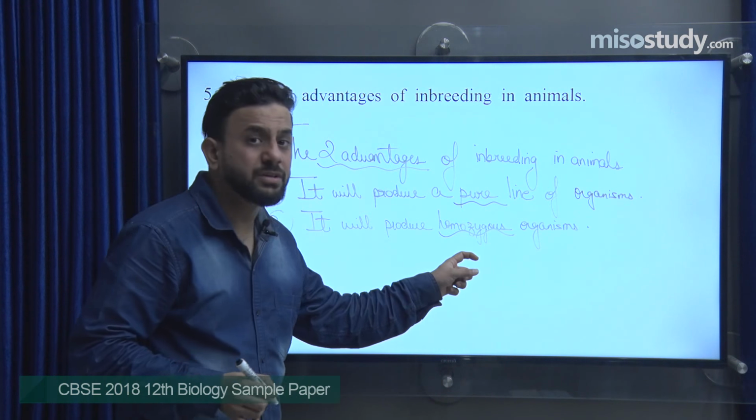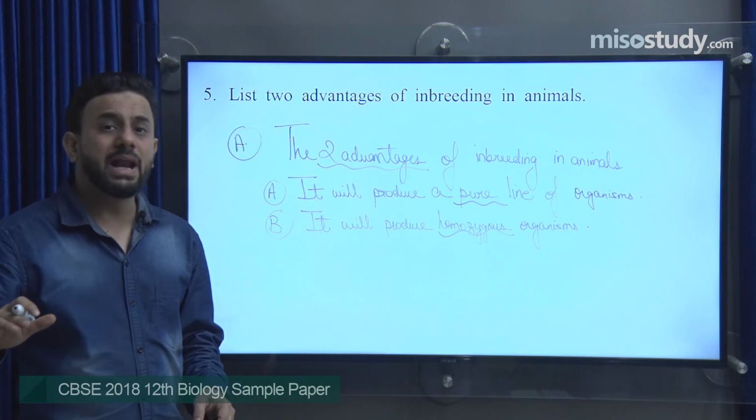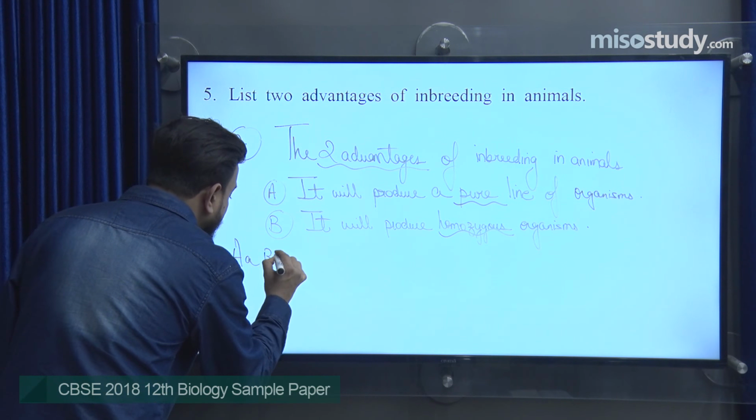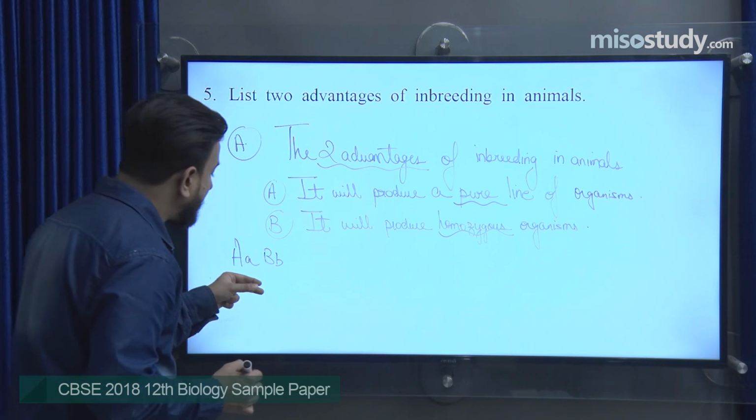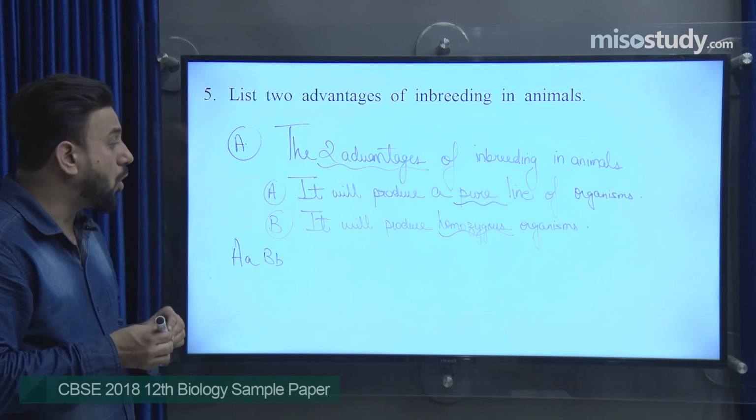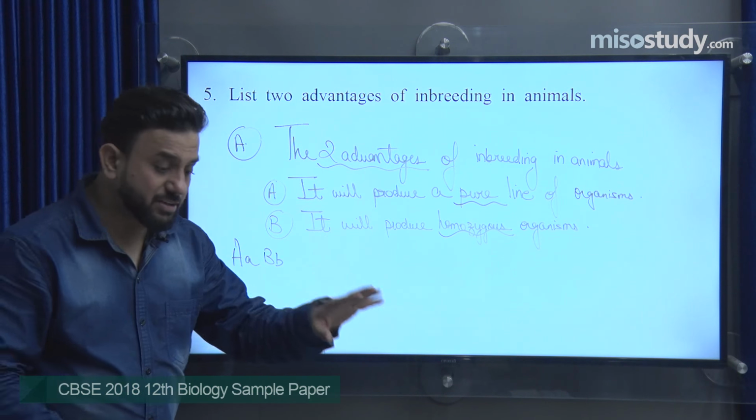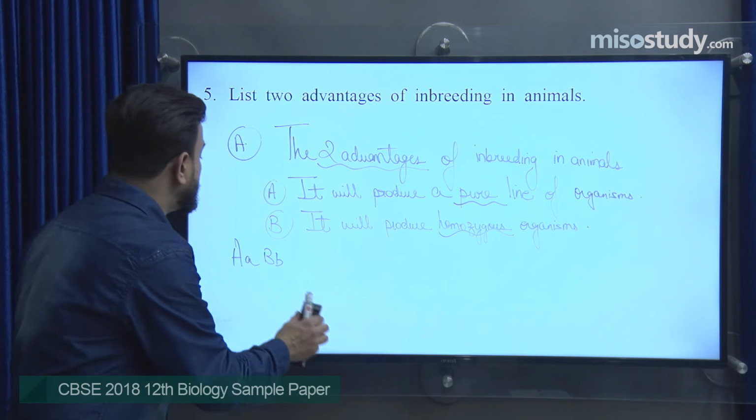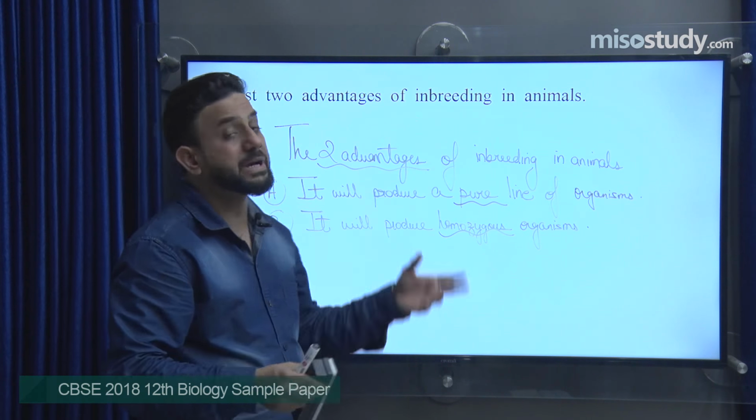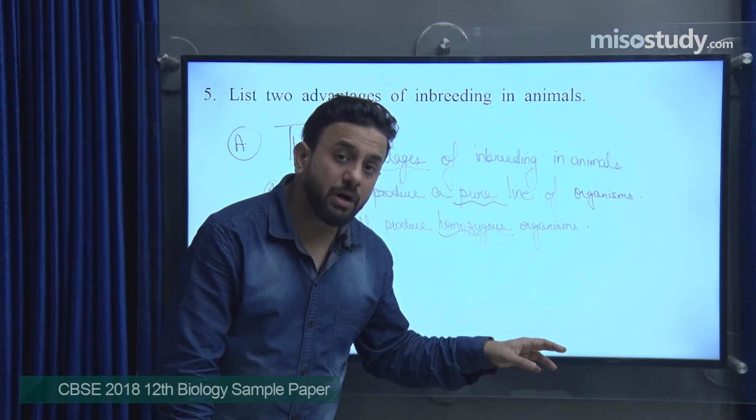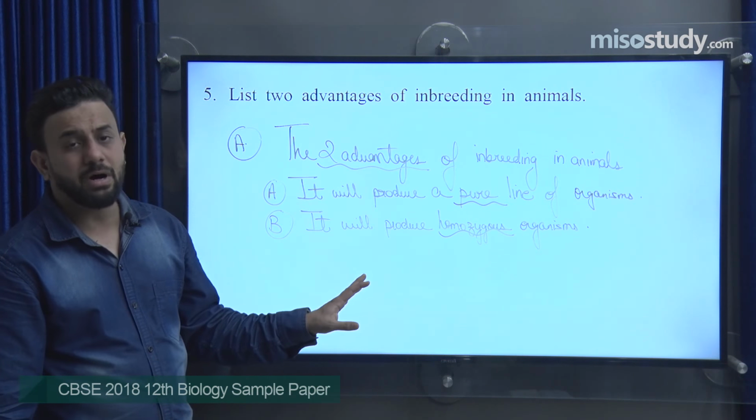And homozygous? Slowly and gradually, if someone is AA and BB, over a period of time the whole of the organisms will have the same genotype. Why? Because there is inbreeding, we are not breeding from outside. This is enough for a 1 mark answer.